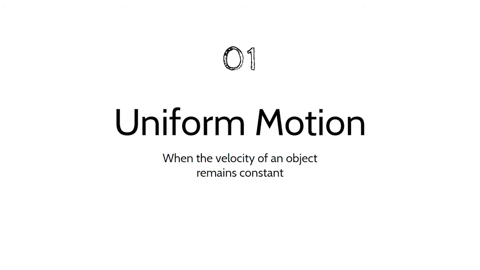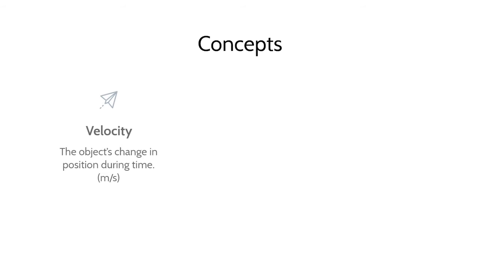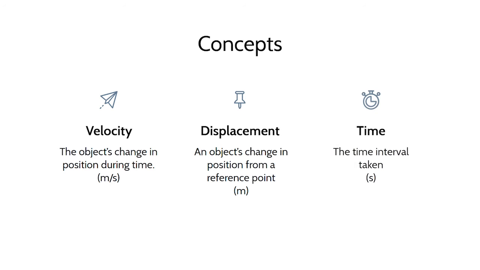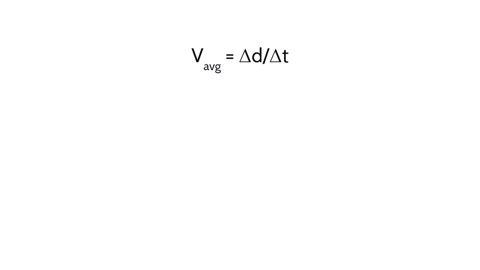Here we go. Uniform motion. The concepts introduced here are velocity, displacement, and time. Note that we use metric measurements. The general formula that relates to these concepts is v equals d over t. What does that mean? Well, v stands for speed, d is distance, and t is time.